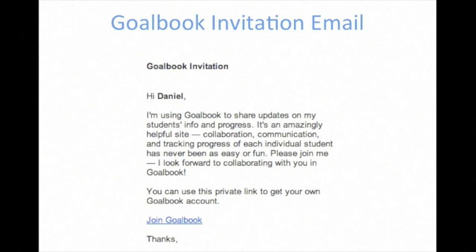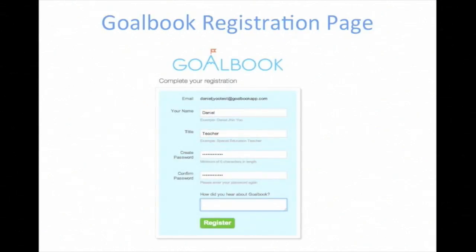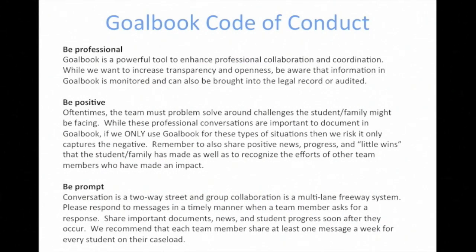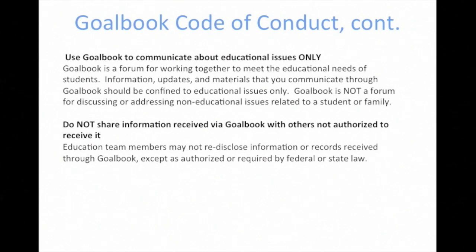You will be directed to a registration page where you will be asked to fill out your name and title and choose a password. Then click the green Register button. You will be asked to review and agree to some terms of use, a consent form, and a code of conduct. The code of conduct describes some important rules to keep in mind when using Goalbook. Be professional, be positive, be prompt, use Goalbook to communicate about educational issues only, and do not share information received through Goalbook with others who are not authorized to receive it. After doing so, your registration is complete, and you will be taken to your Goalbook homepage.